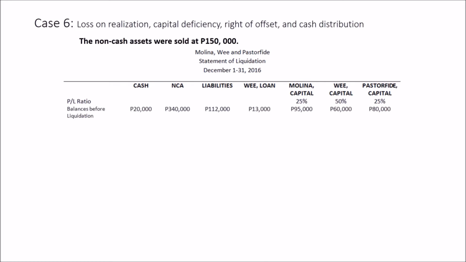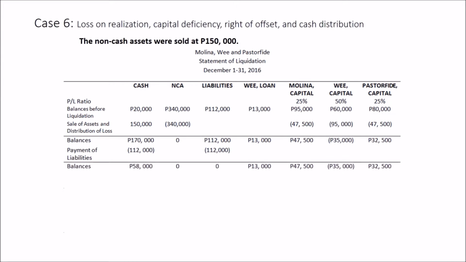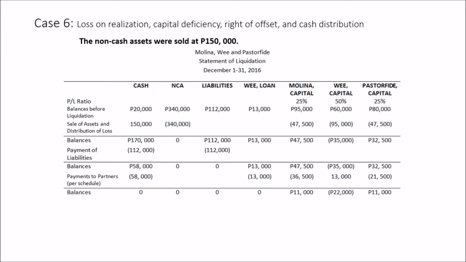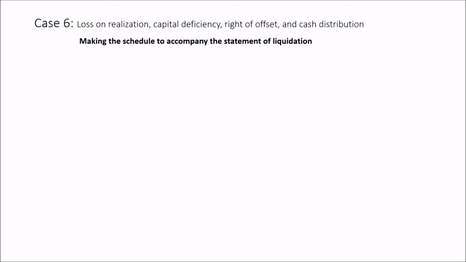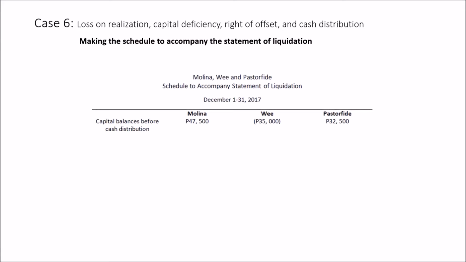And now we move on to Case 6, loss on realization, capital deficiency, right of offset, and cash distributions. The other assets were sold for 150,000. Additional cash investments by the deficient partner is to be made as second cash distribution to partners. All available cash is immediately distributed to partners, requiring a schedule to accompany the statement of liquidation. The schedule to accompany the statement of liquidation shows amounts to be paid to partners.